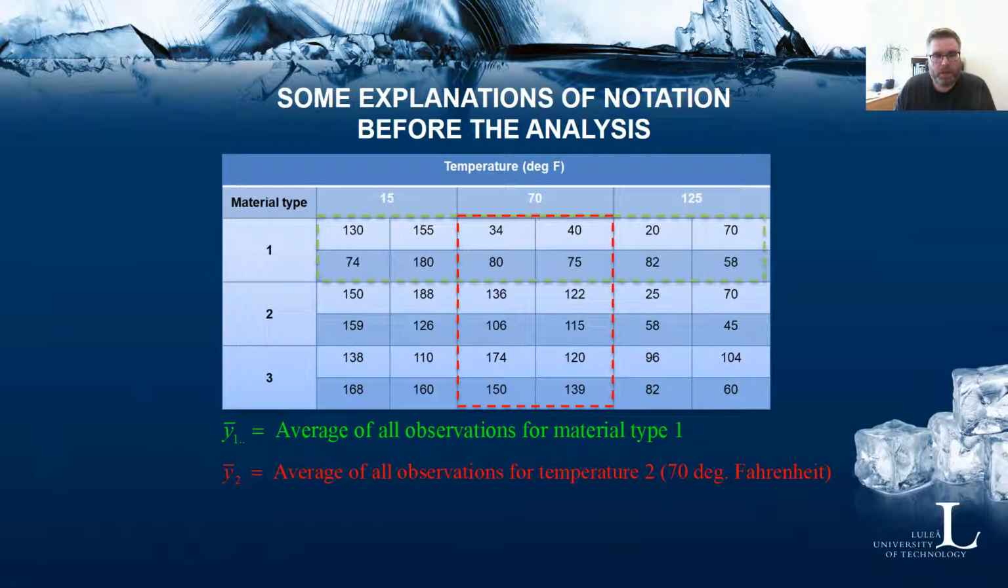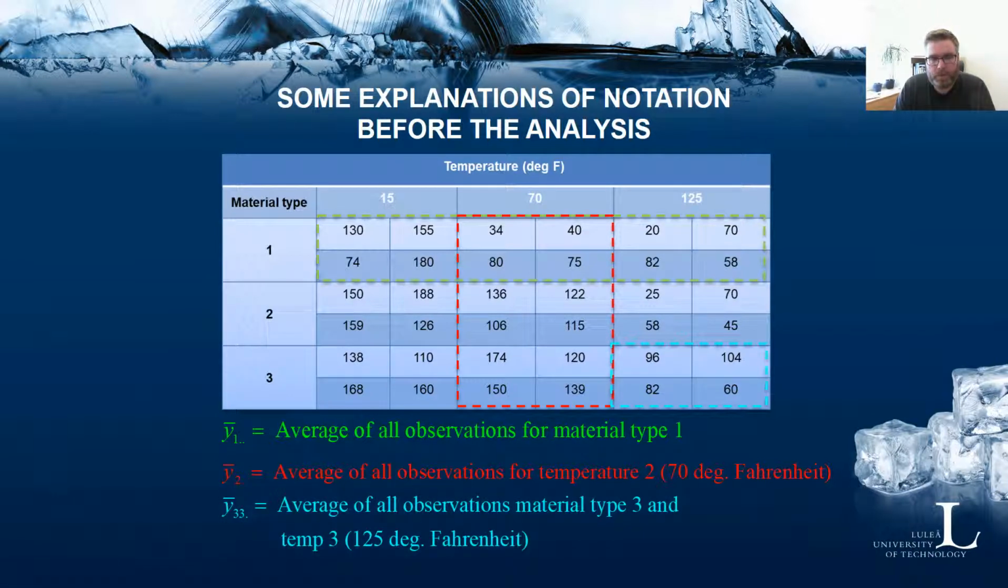And we can also calculate the average of all observations of material type 3 and temperature 3, or 125 degrees Fahrenheit, which is this cell here, these 4 observations, and we call that y bar 3 3 dot.